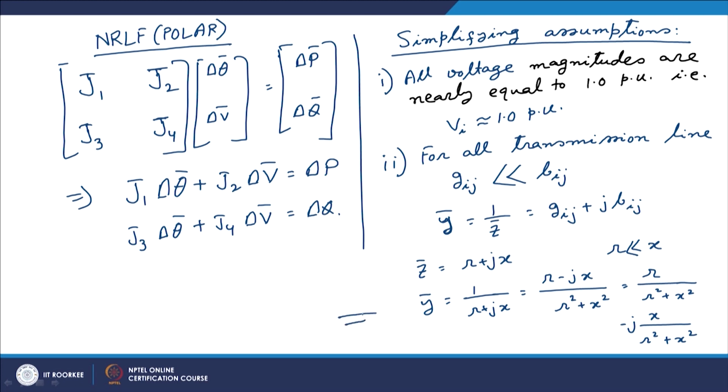So, we can write that the magnitude of Gij is equal to R by R square plus X square, and Bij is minus X by R square plus X square. As R is very much less than X, Gij would be very much less than Bij, because the denominator is the same for both Gij and Bij. So, this is the second assumption.